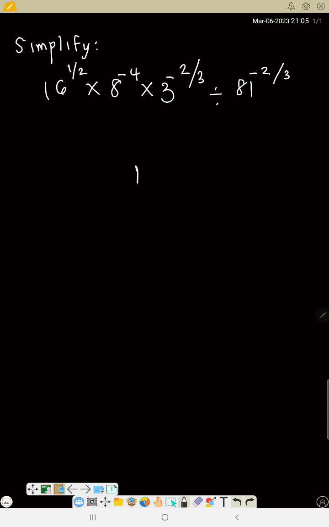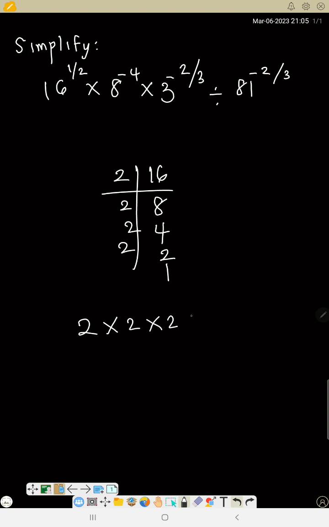So now what is the index form of 16? Let's say I don't know how to get that. I'll use 16. 2. 2 in 16, 8. 2. 2 in 8, 4. 2. 2 in 4, 2. Then 2, 1. That means we have 2 times 2 times 2 times 2. That is 2 raised to power 4.